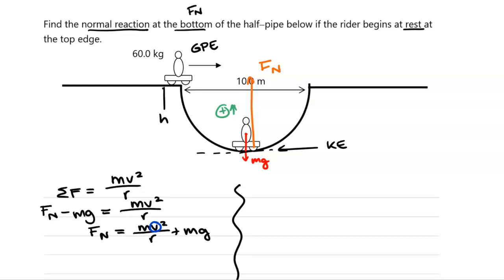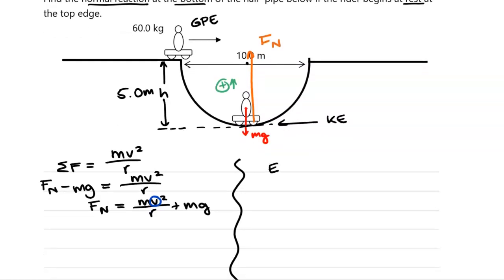So next question is, what's this height? Well, it says the diameter of this is 10 meters. So it means the distance from the center to the bottom here has to be 5 meters. And it's probably better to write 5.0 meters. So energy total at the bottom equals energy total at the top.